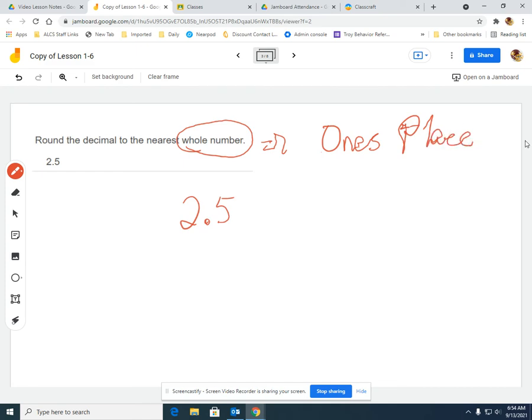My pen's being a little weird today, which is fine. So underline the digit that I'm rounding to, the ones place, circle the digit to its right. I look at that digit: if it's 5 or greater, the underlined digit will go up 1. So 2 and 5 tenths will round to about 3. And it's really that simple. Let's do a couple more examples.